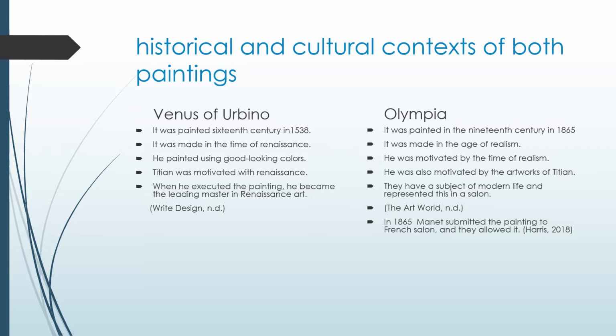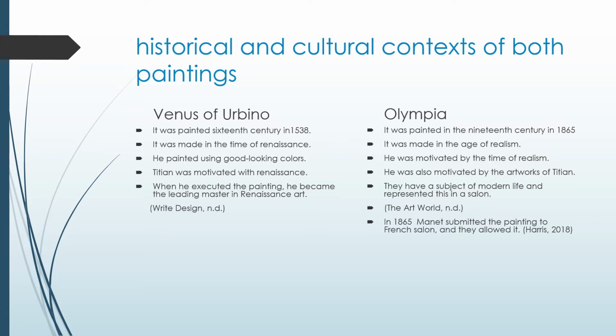About the historical and cultural context of both paintings, Venus of Urbino was painted in the 16th century, in 1538. It was made in the time of Renaissance. As I've said, Renaissance is when they were changing directions, bringing ideas of how they can change the directions. So he painted using good-looking colors, so that he could make his picture perfect.